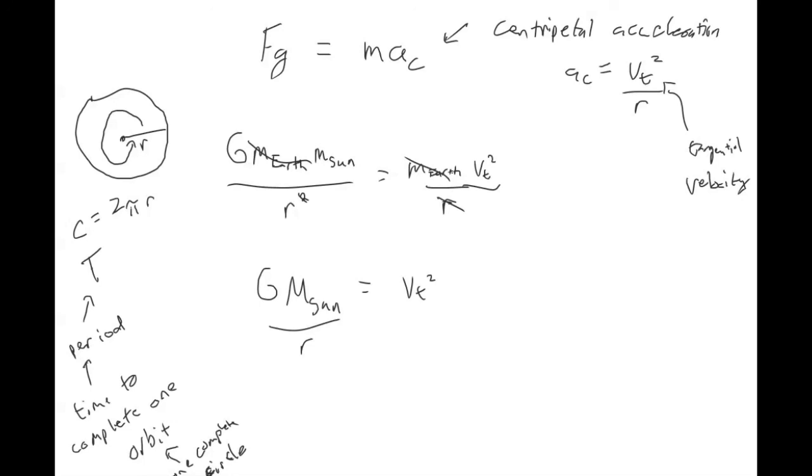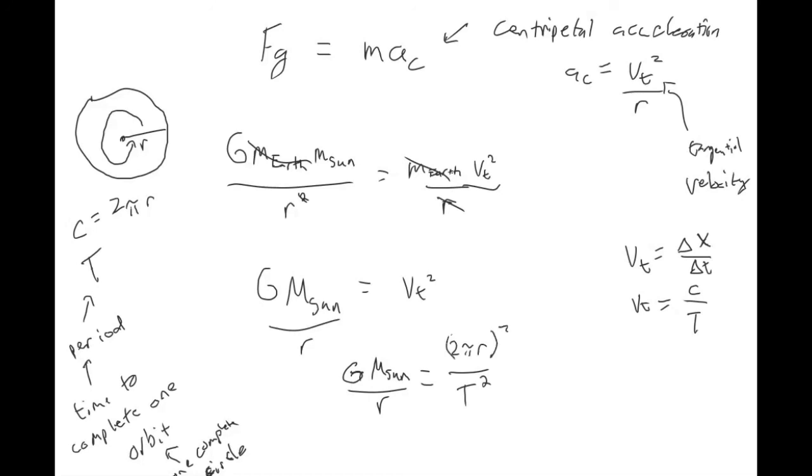So we have a distance and a time. We know our velocity is a change in distance over change in time. So our change in distance is just our circumference, and our time is the period. So if we plug that into the right-hand side of our equation, we get G M sun over r equals C squared over T squared. The circumference squared would be 2 pi r squared.